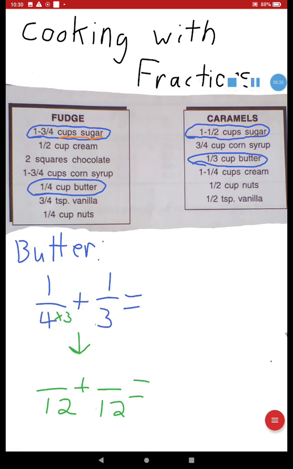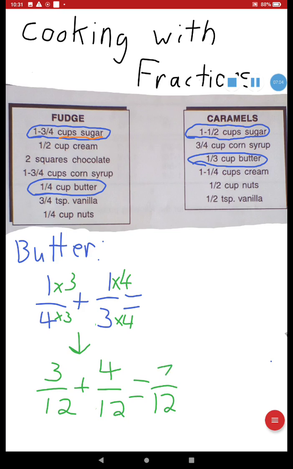Whatever I do to the bottom, I need to do to the top. What's 1 times 3? Very good. It's 3. How do you change a 3 into a 12? 3 times 4. Whatever you do to the bottom, you do to the top. 1 times 4 is 4. Now let's add them together. Because I've got a common denominator, I can keep the denominator of 12. Now let's add 3 plus 4.